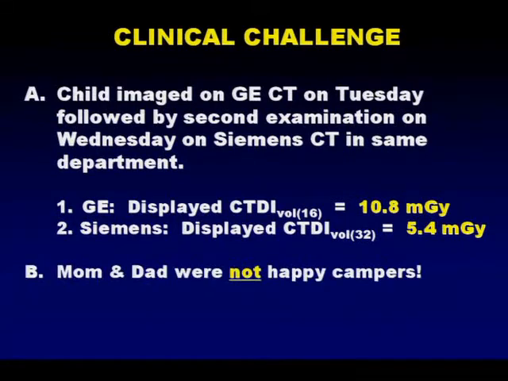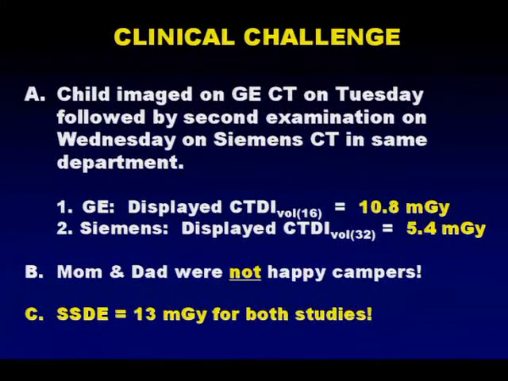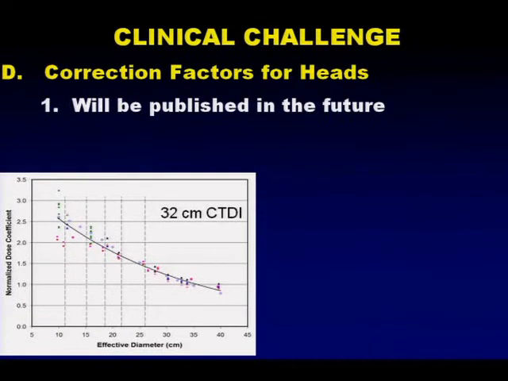The parents got the CTDIvol data because that's all that was typically available in the department, and they weren't happy campers. They couldn't understand why their child couldn't have been scanned both days and received a dose of 5.4 milligray. And of course, that's not the patient dose. When an SSDE analysis was done at the site, 13 milligray was delivered from both studies. And so the SSDE, of course, is a much better estimate of patient dose.